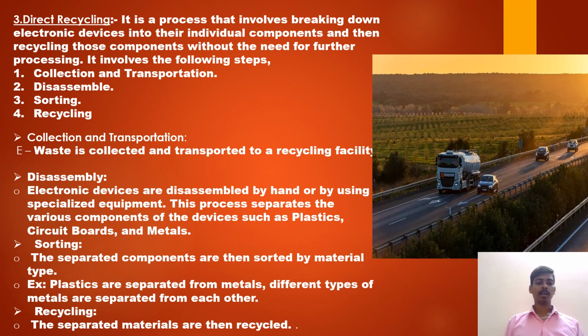Sorting. The separated components are then sorted by material type. For example, plastics are separated from metals, and different types of metals are separated from each other. And the fourth one is recycling. The separated materials are then recycled.